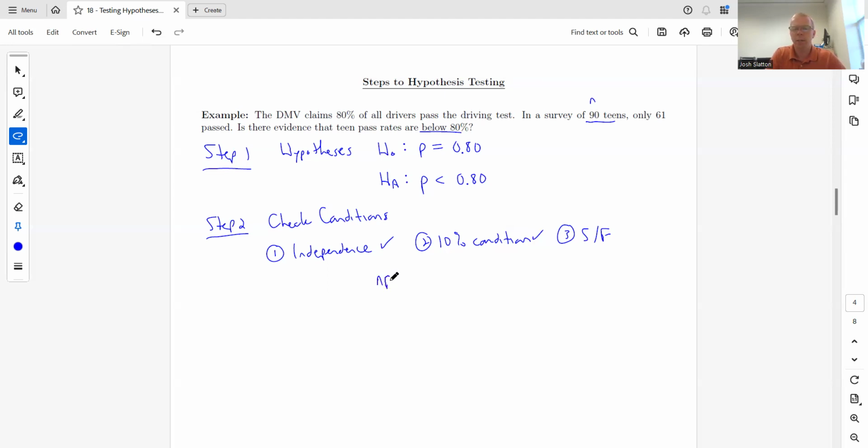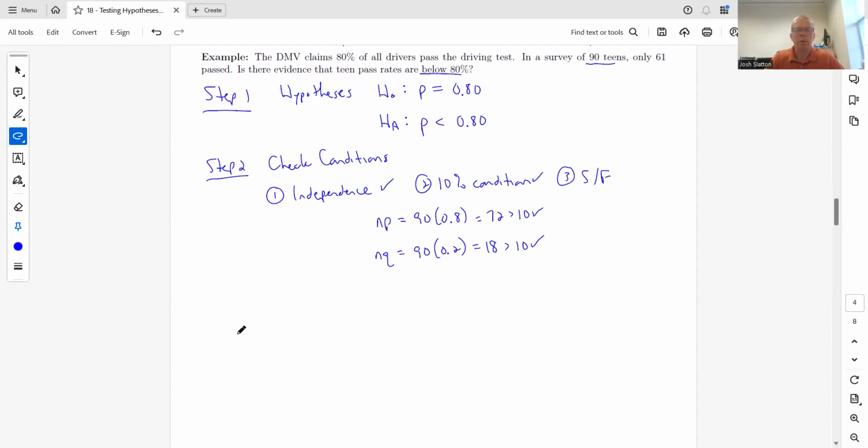But we can just see if n times p is greater than 10 and see if n times q is greater than 10. So we have 90 times 0.8, that would be 72, and that is greater than 10. And then we have 90, q would be 0.2, so q is 1 minus p, and that would be 18. That is also greater than 10. Or if you used how many successes do we actually have? In this case, we have 61 actual successes. That's more than 10. That would leave 29, so 90 minus 61, that'd leave 29 that are not. So either way, that condition is met.